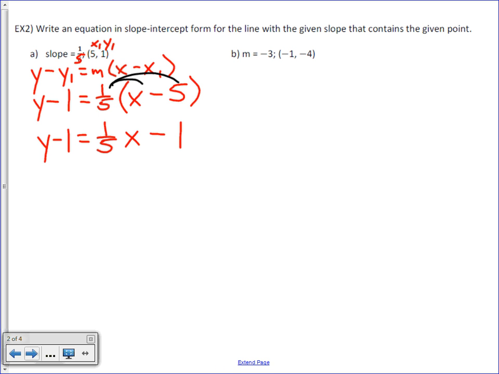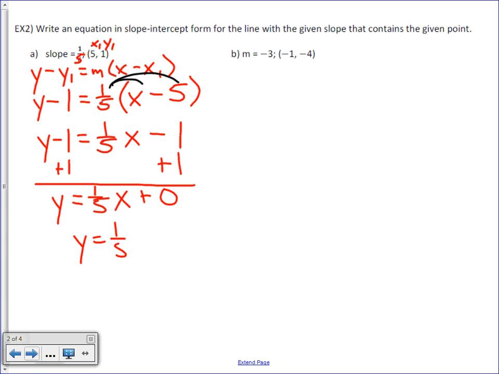So I've gotten rid of my parentheses. My last thing here is to get rid of my 1. So I'm going to add 1 to both sides. So what that gives me is y equals 1/5 x plus a negative 1 plus 1 is 0. Or we could just write y equals 1/5 x. Both of those would be okay.